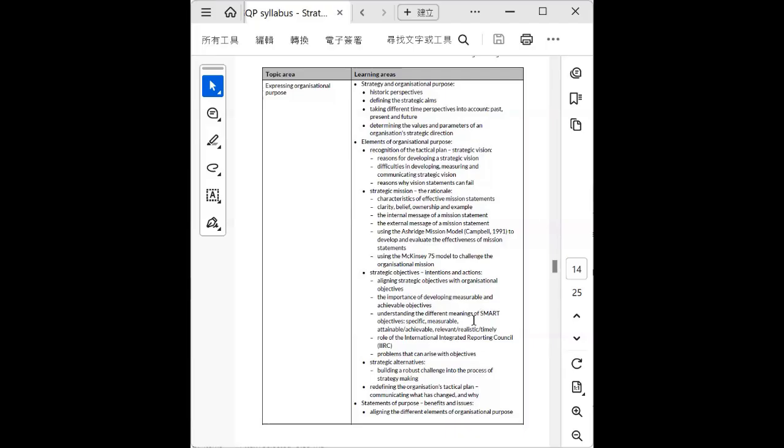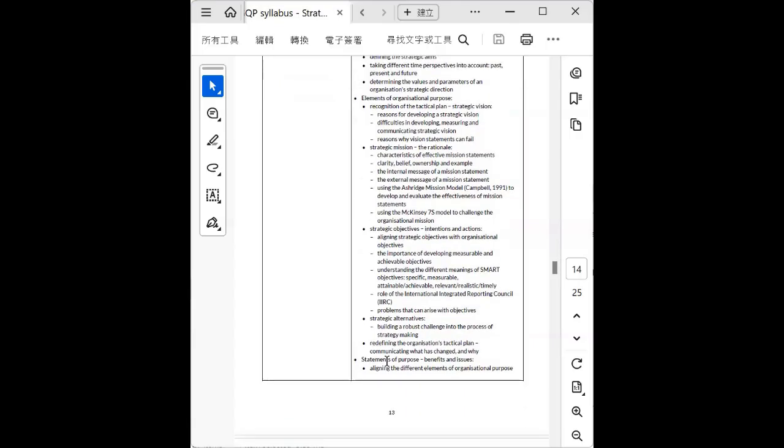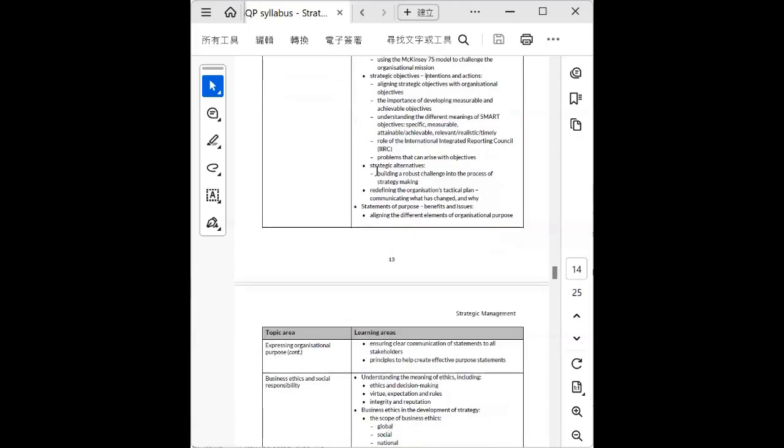Integrated Council report really promotes the integrated reporting and alignment of the objectives. Problems that can arise with objectives: we would examine the common issues in objective setting, such as lack of clarity or unrealistic expectations. Strategic alternatives look at building a robust challenge to stretching, making, and then redefining the company's technical plan.